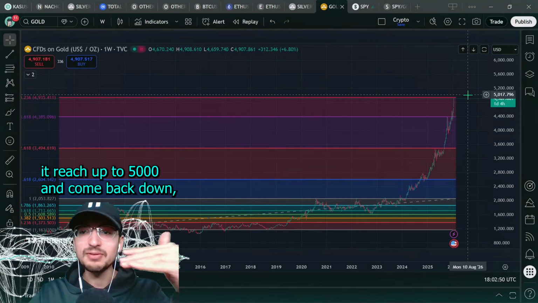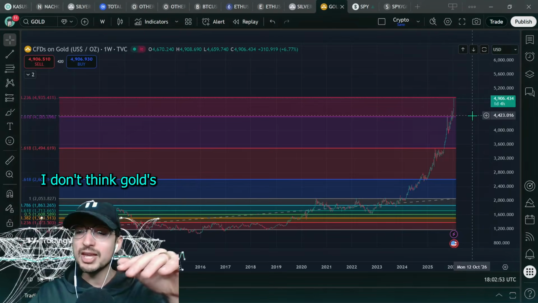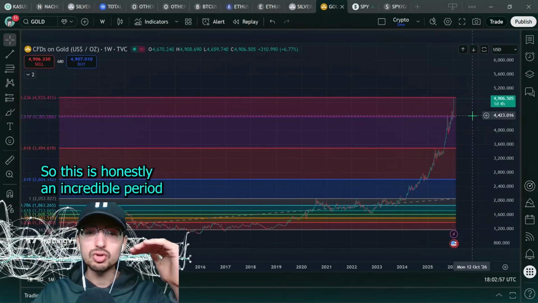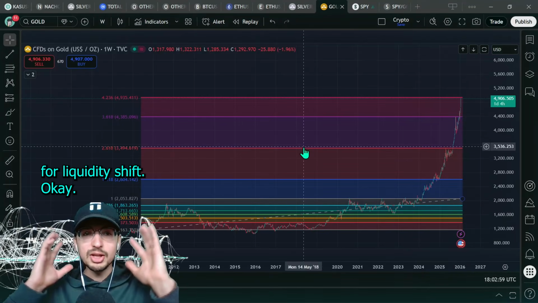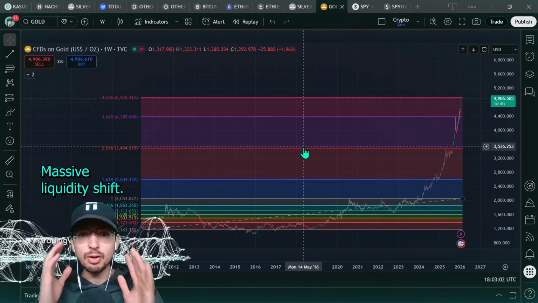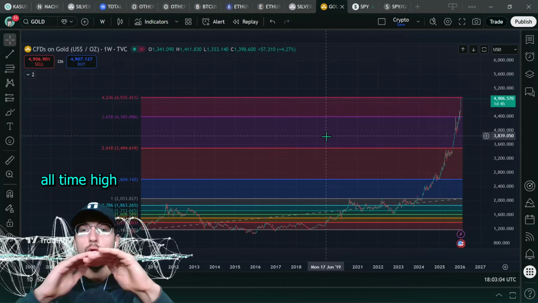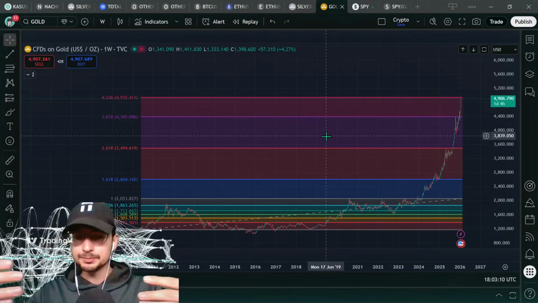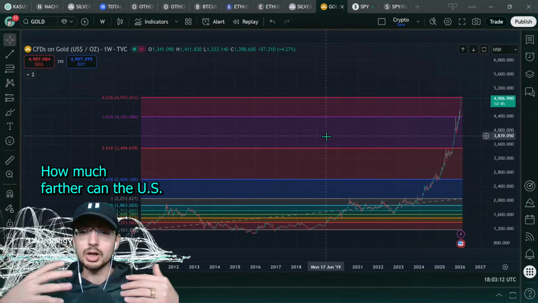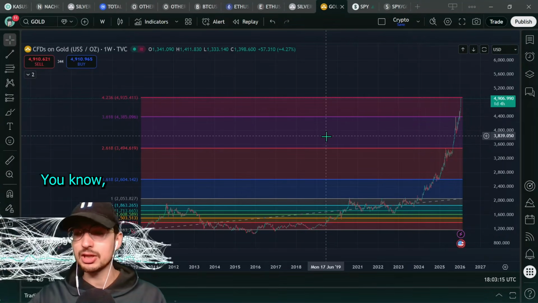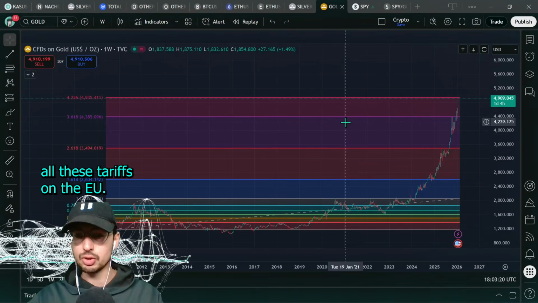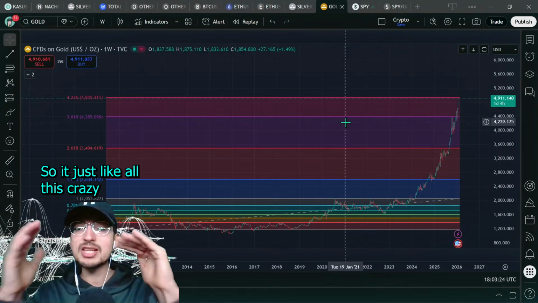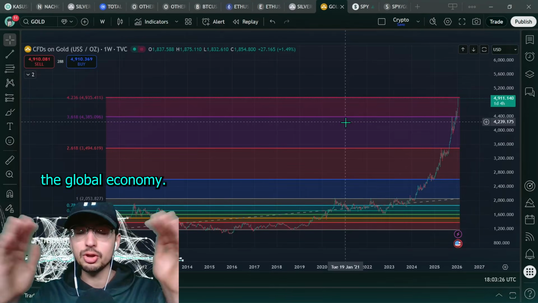Maybe once it reaches up to 5,000 and comes back down, I don't think gold's going to go much higher than 5K. So this is honestly an incredible period for liquidity shift. Massive liquidity shift. This is like all-time high for uncertainty in the markets. How much more can it go? How much farther can the US take it? How much farther can Trump take it? You know, Trump was just threatening all these tariffs on the EU, and then just yesterday, he backed down on those tariffs. So it's just all this crazy volatility in the global scale, the global economy.